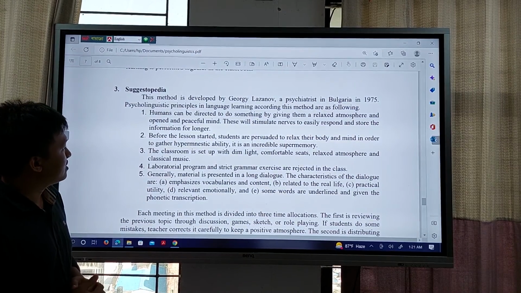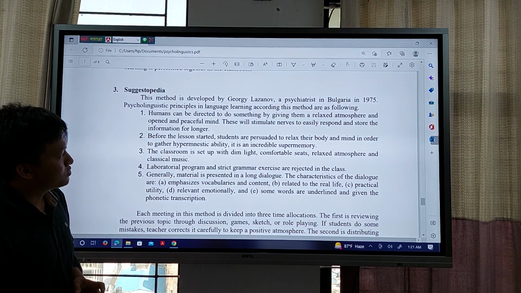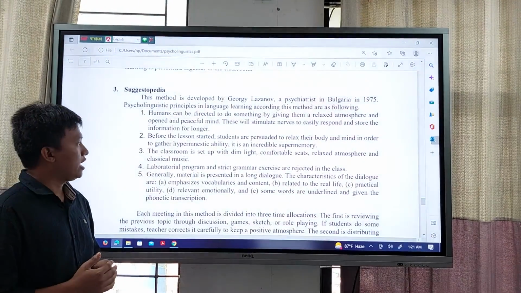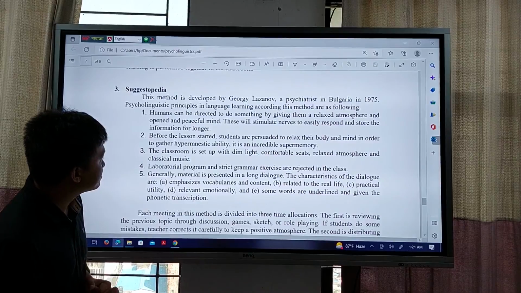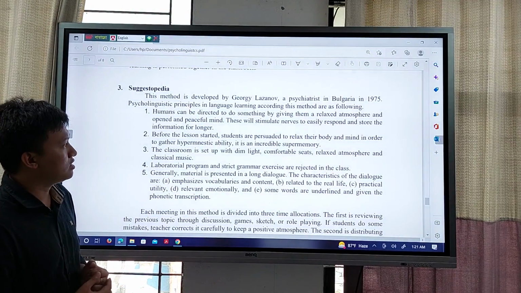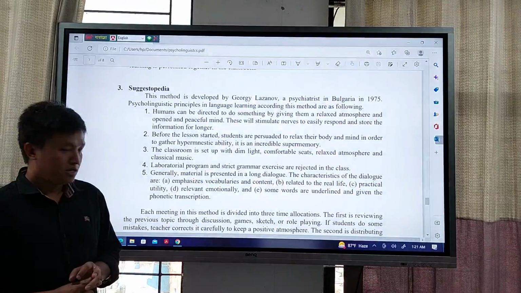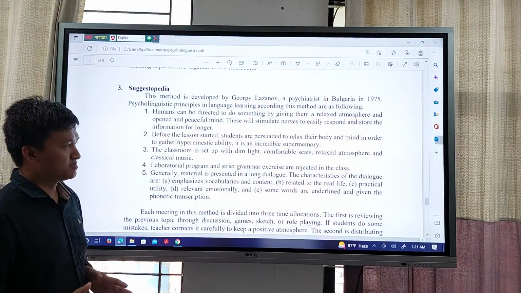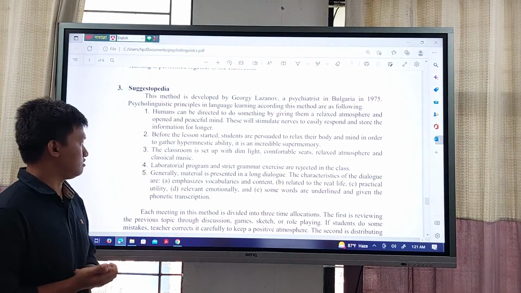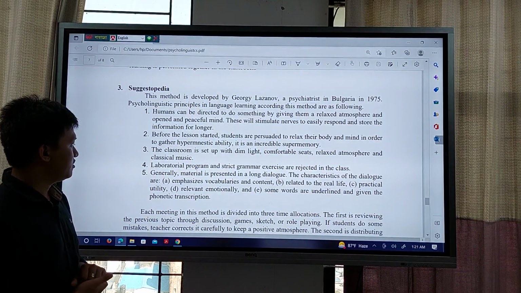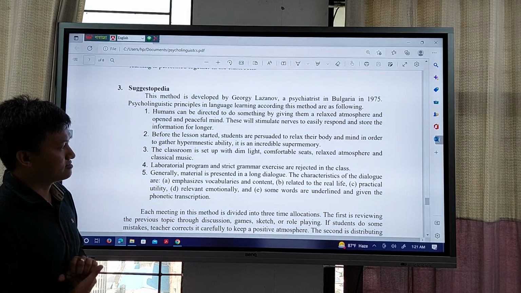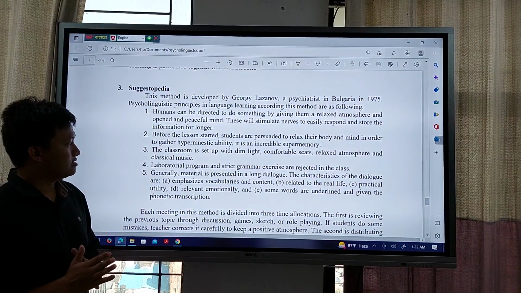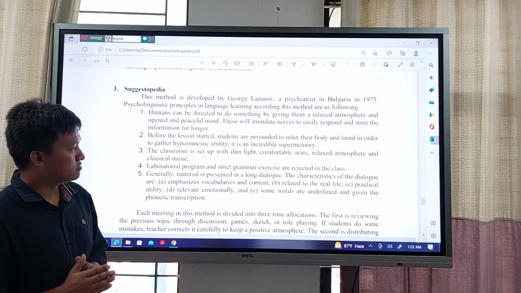Number 2, before the lesson starts, students are persuaded to relax their body and mind in order to gather hypnotic ability, an incredible super memory. Number 3, the classroom is set up with dim light, comfortable seats, a relaxed atmosphere, and classical music. Number 4, laboratory programs and strict grammar exercises are rejected in this class. Number 5, generally material is presented in a long dialogue.